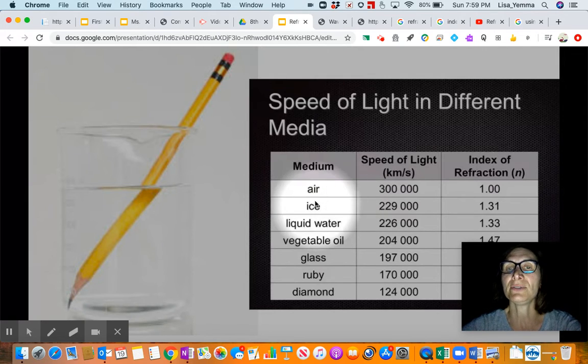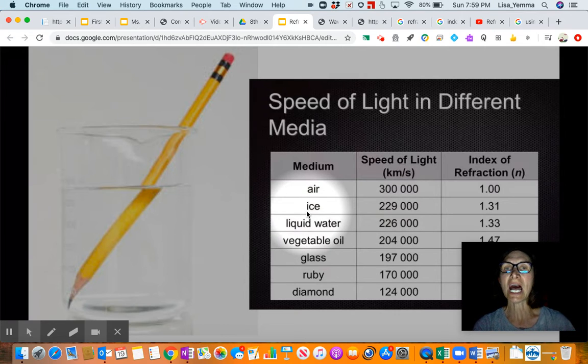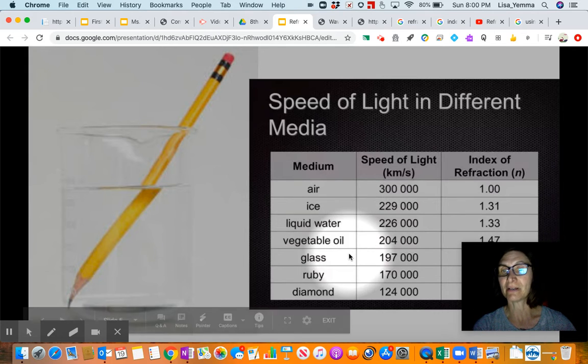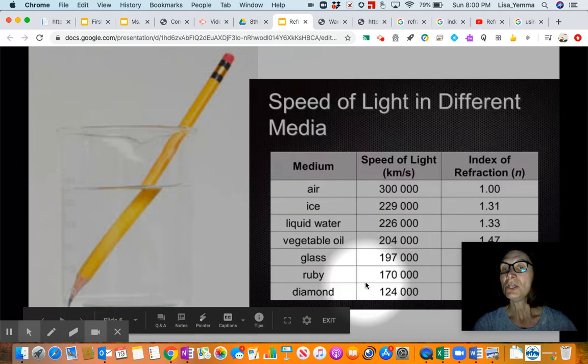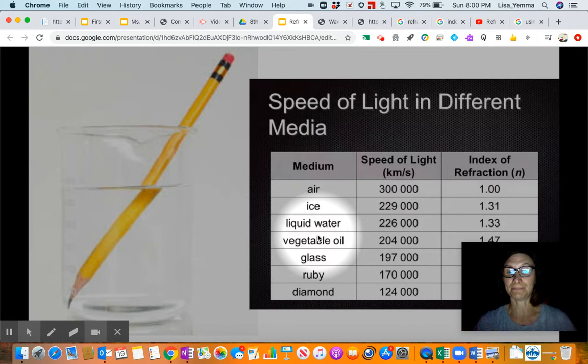In this diagram, you'll see that in air, light travels about 300,000 kilometers per second. And that is a constant, the speed of light in a vacuum. Or sorry, in air, 300,000 kilometers per second. Ice is a little bit slower. Water, a little bit slower. Vegetable oil, a little bit slower. Glass, ruby, diamond. So you'll see that the speed of light changes in different mediums, and then your brain should be combining that with density.